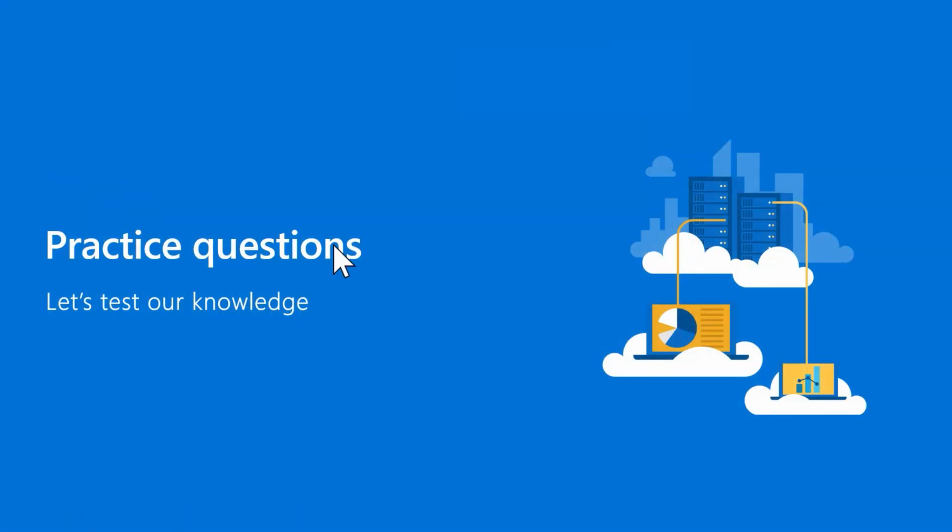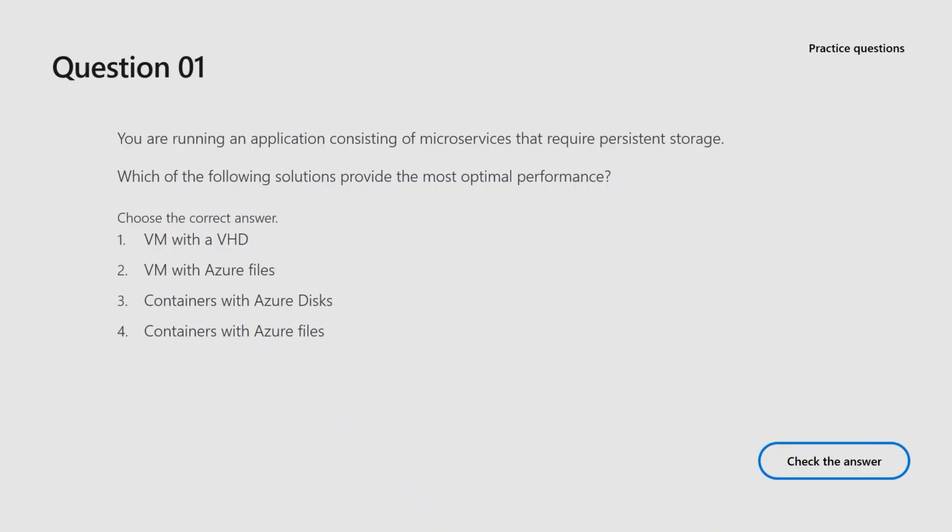Well, let's get into some practice questions for our preparedness. Question number 1, you're running an application consisting of microservices that require persistent storage. Which of the following solutions provide the most optimal performance? Number 1, VM with a VHD, virtual hard disk. Number 2, VM with Azure Files. Number 3, containers with Azure Disks. Or number 4, containers with Azure Files. You're running an application consisting of microservices.